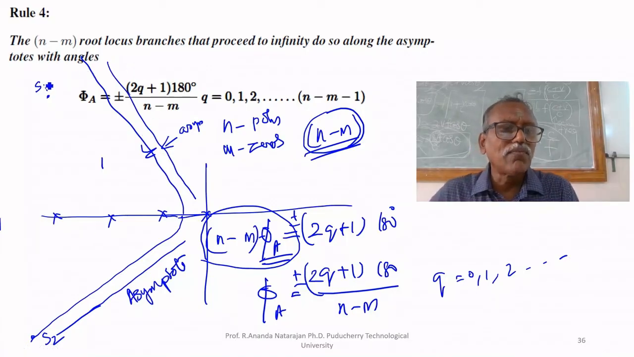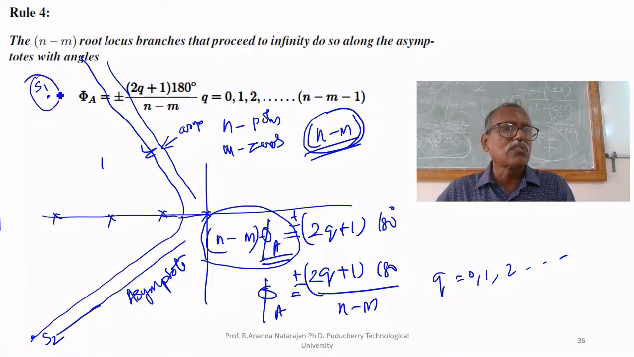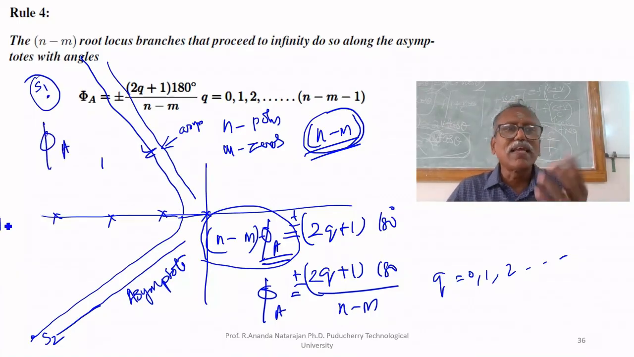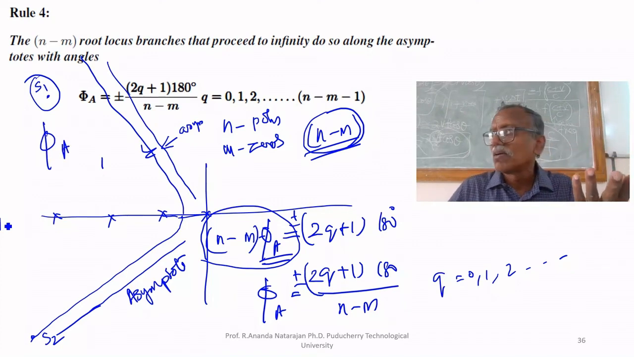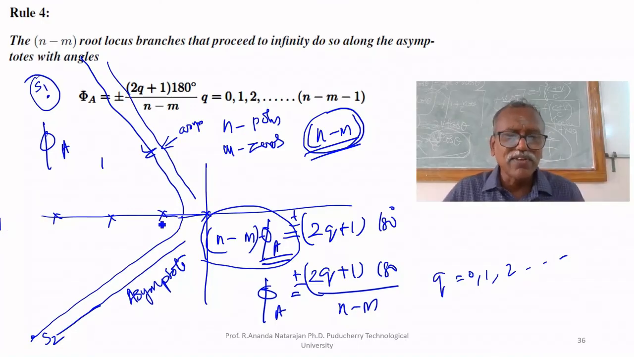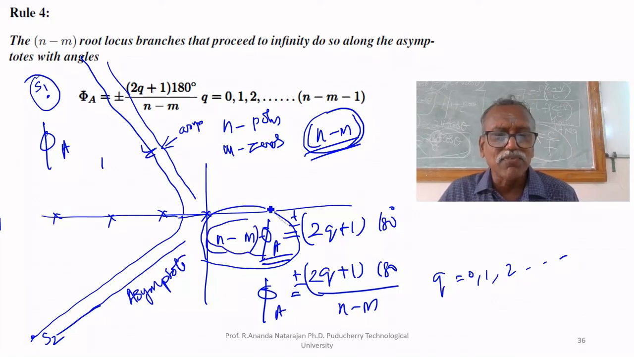So, whether this point S1 is on the root locus or not, for that what we have to do? From S1 to all poles we have to draw lines. That is called asymptote. The angle made by S1 to all poles is phi a. How many lines have we drawn? N minus m lines, because the remaining end at zeros. Only n minus m lines we have drawn. Therefore, total angle equals n minus m multiplied by phi a.